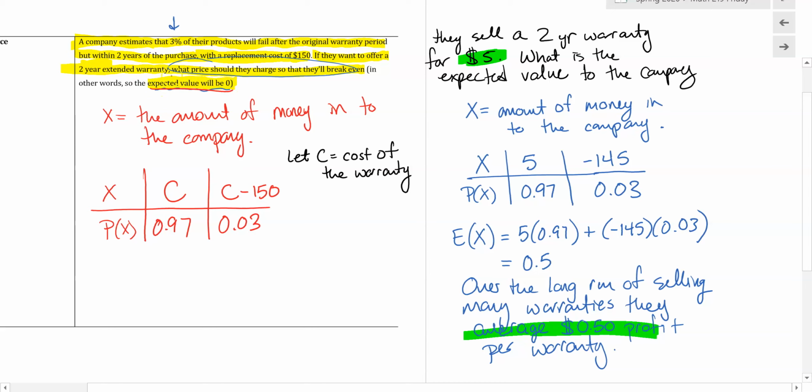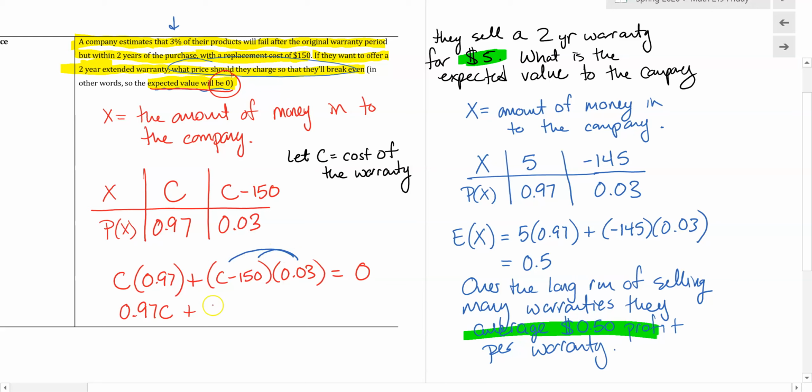Now again, we want the expected value to be 0. So expected value is always the outcome times the likelihood of it happening, or the probability, plus the outcome times the likelihood of it happening. And that's the expected value, and they told us they want that to be 0. So what we've done is we've created a linear equation that I can then go solve for C. So this would be 0.97 times C plus, and what I'm going to do here is distribute this 3%. So I get 0.03 times C minus 0.03 times 150, which should come out to 4.5.